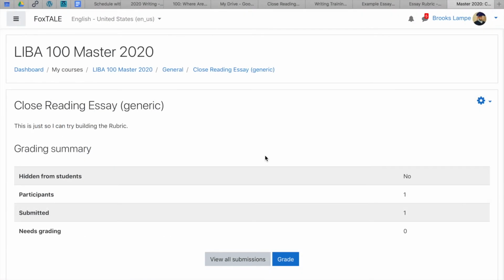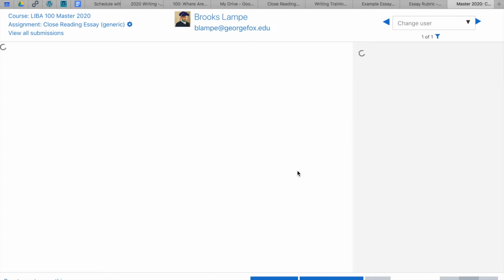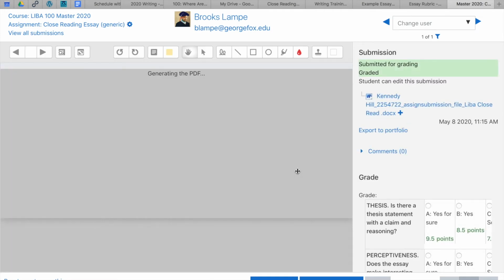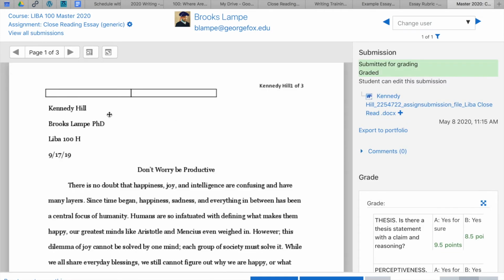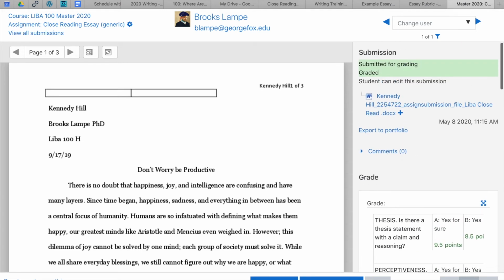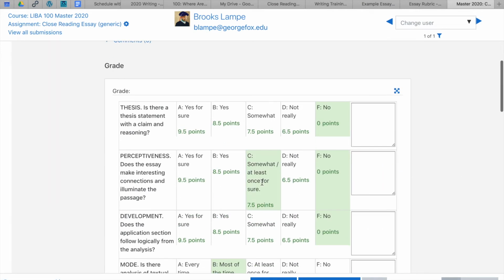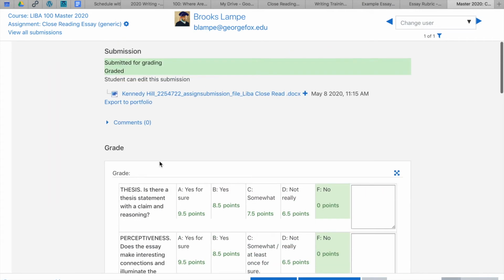So when using the rubric in Foxtail, you simply will go to the grade button on the assignment, and a view appears that will be familiar to many of you. You see the student's essay appear on the left and the rubric in the grade panel on the right. I usually would just toggle so that I could focus on reading the essay, and then toggle to get the rubric to come up.